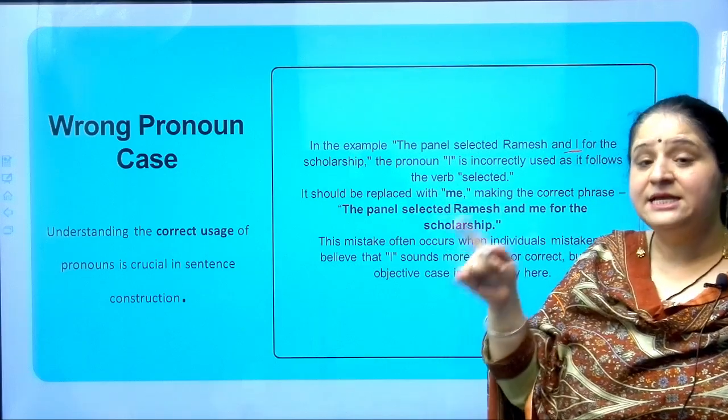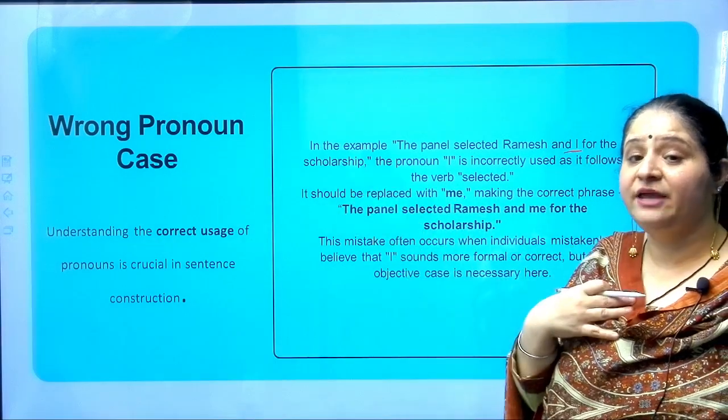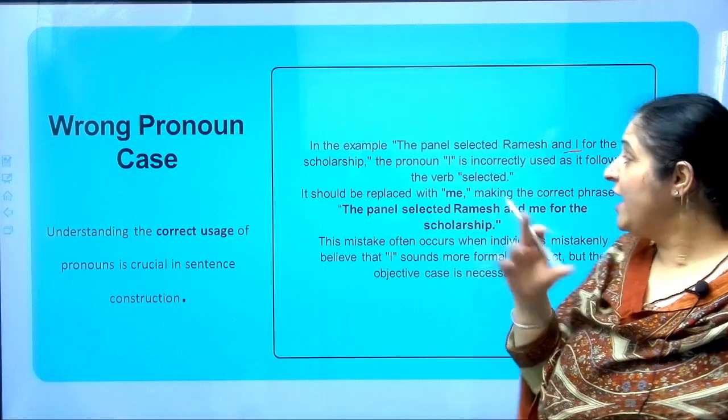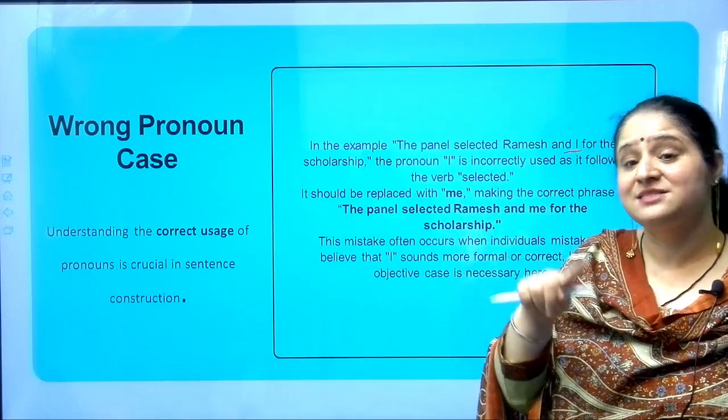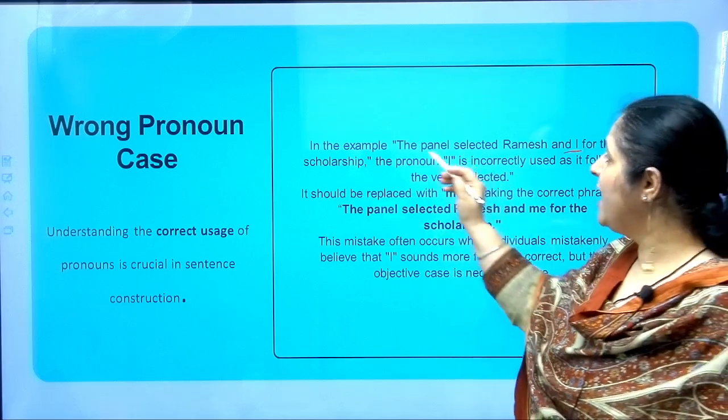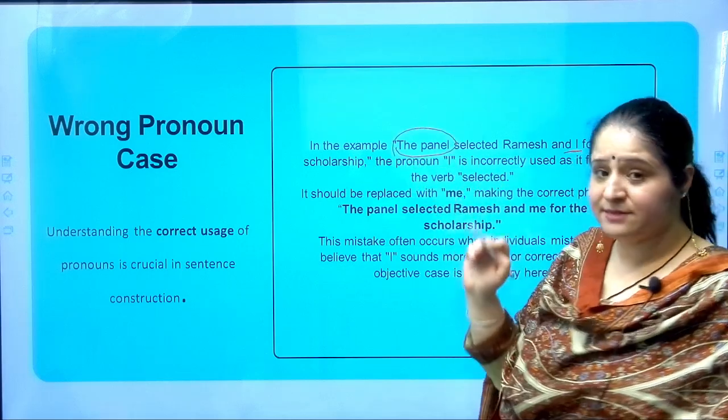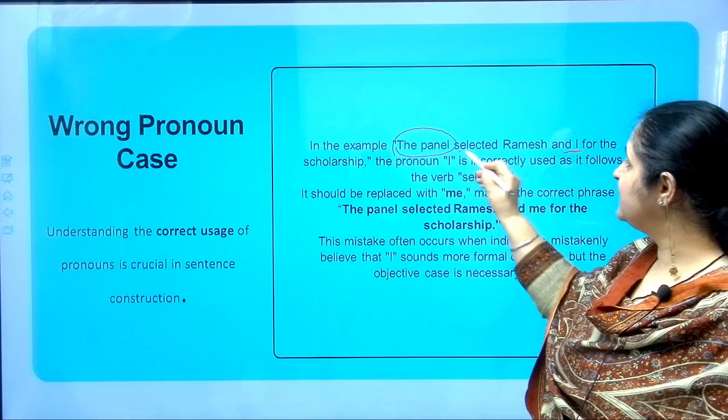The panel selected Ramesh and I for the scholarship. Now here, what is my subject? It's very important because everything is linked. It is very important to understand subject-verb agreement also. Now here my subject is the panel. So panel is the subject, right? Selected is the verb.